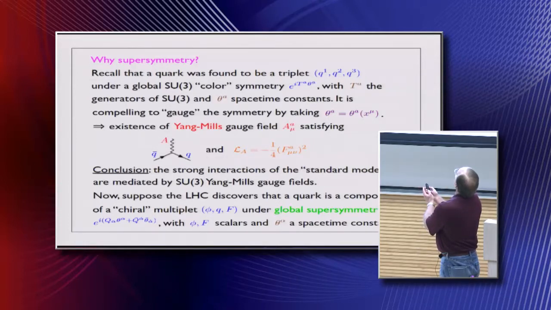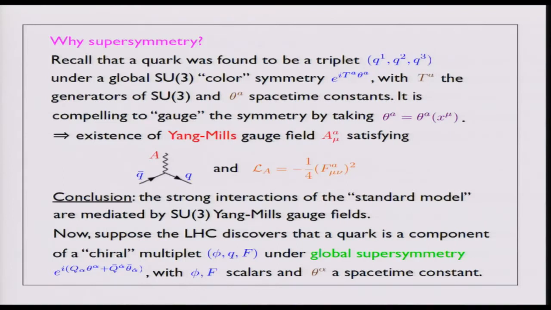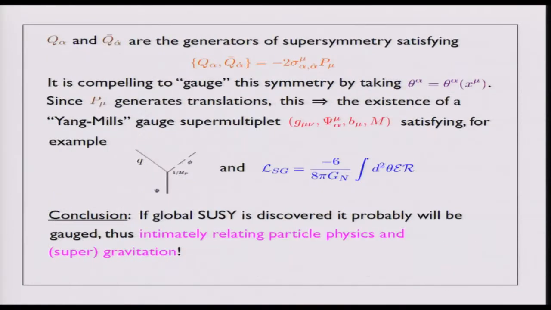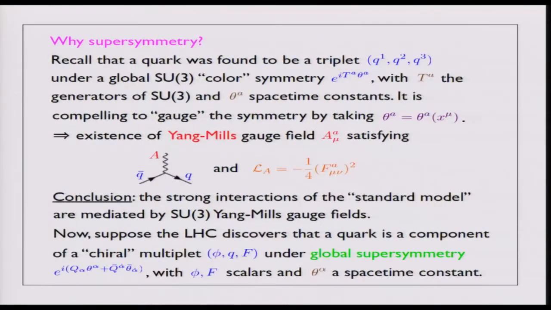So as pointed out earlier today in a number of talks, the quark was found to be in a triplet under SU3 color symmetry, where you had eight generators, T^A, of SU3. Initially, it was a global symmetry where these parameters were all space-time constants. However, as David pointed out today, taking the whole universe and rotating it at the same time in the same way seems a little extreme and maybe violates causality. So one would expect that you should gauge this symmetry by taking these parameters not to be constants, but to depend on space-time.